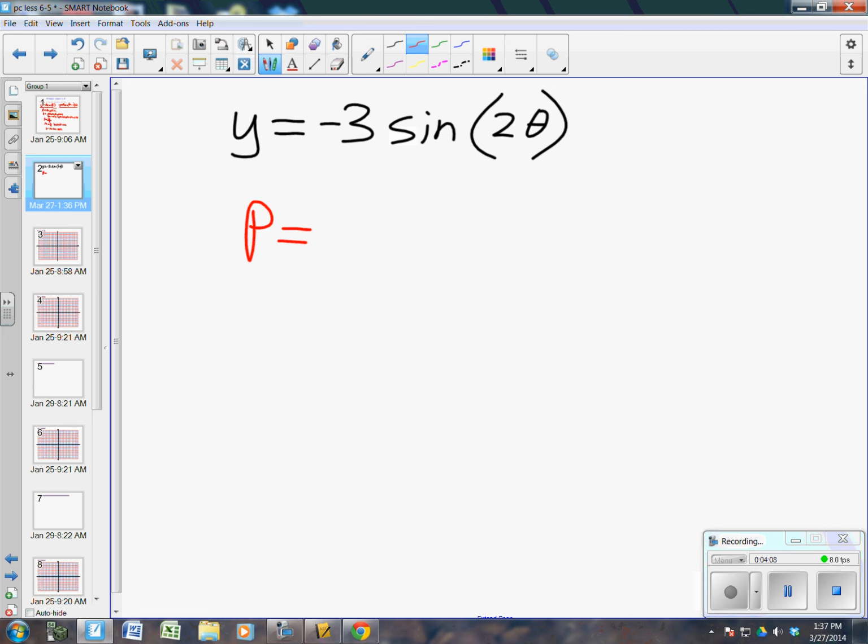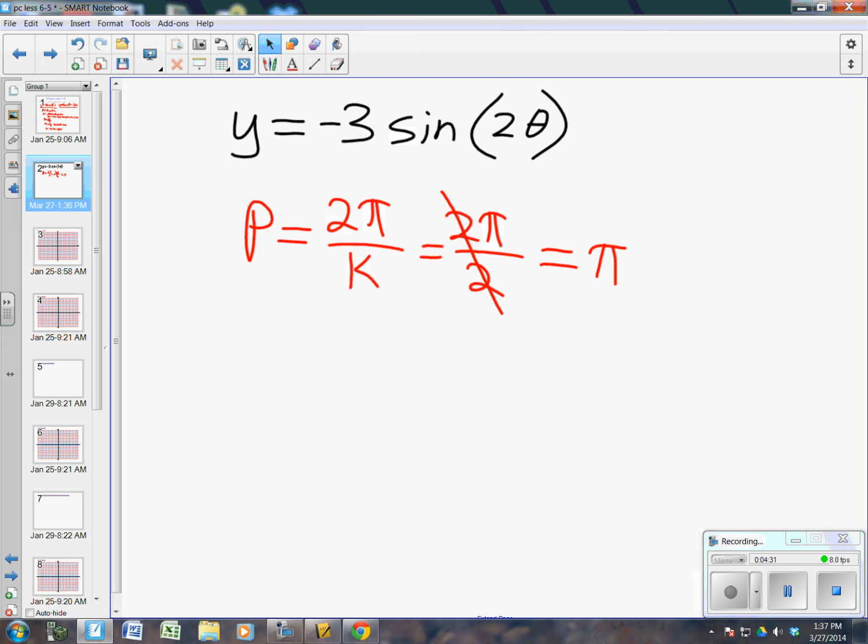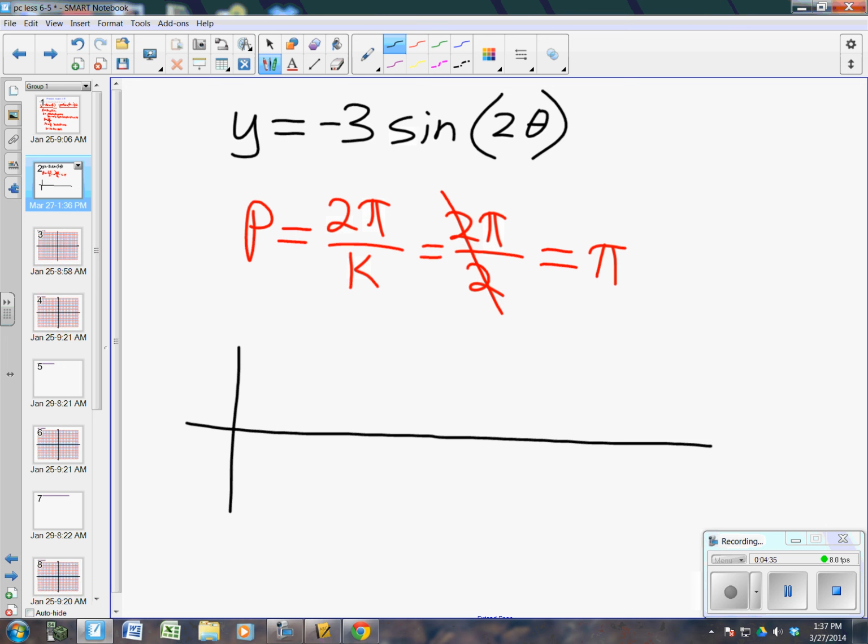What is the period? 2 pi over 2. Okay, yeah, we use the formula 2 pi over k, and what is k? 2, so we have 2 pi over 2. What happens? Okay, and we end up with pi. So the period is pi. Well, what does that mean?